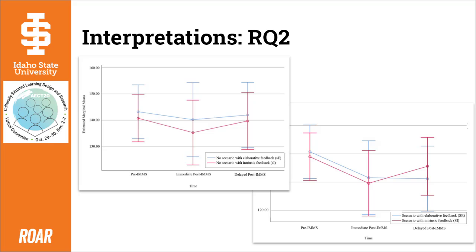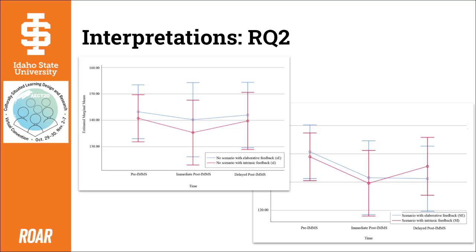As mentioned before, the motivation scores went down significantly from the pre-test to the immediate post-test administrations of the IMMS. And then they rebounded somewhat on the delayed post-test administration of the IMMS. When we break these out by the different groups, we notice that there is one group that did not rebound and actually slid about 0.3 of a point. And that was the scenario group with elaborative feedback.